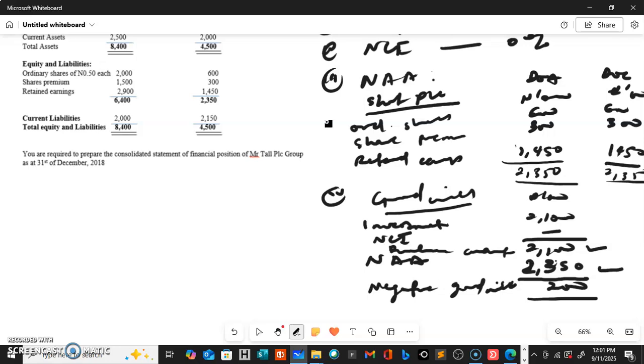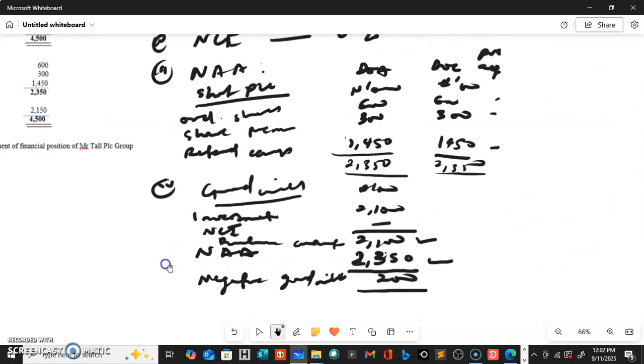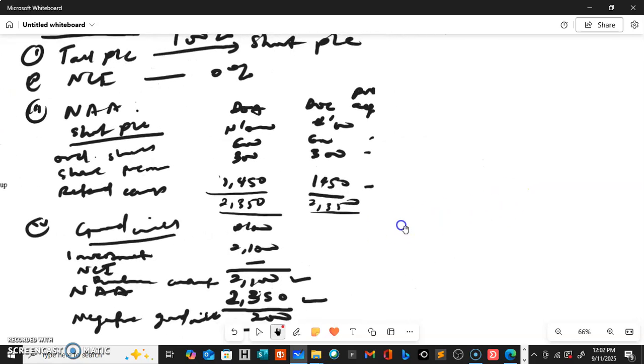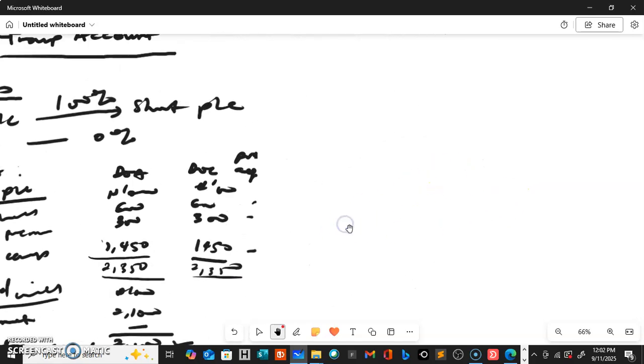So let us move on. Now that we've been able to do the calculation, let us move on to prepare the statement of financial position. We should know that this preparation is in line with the provision of IFRS 3.